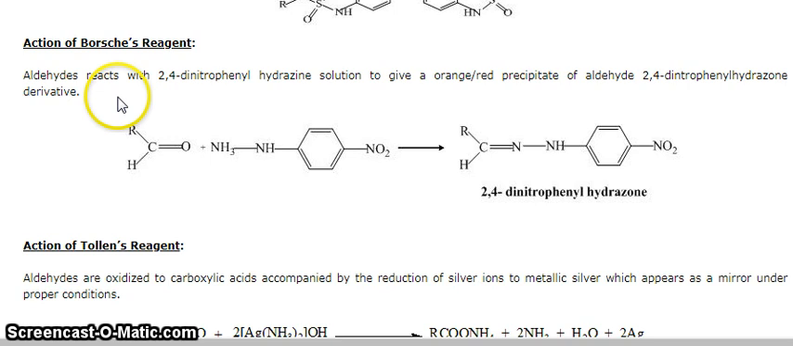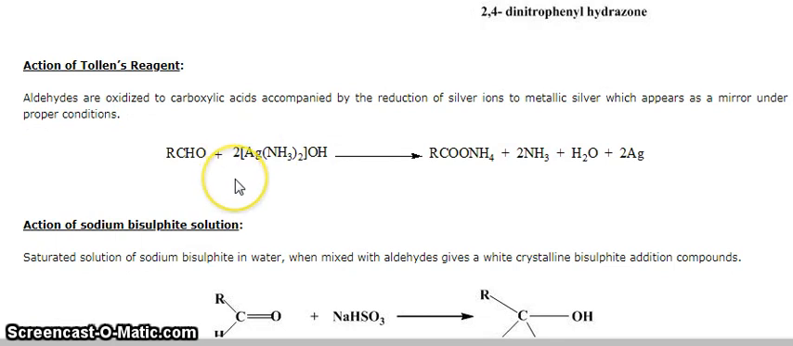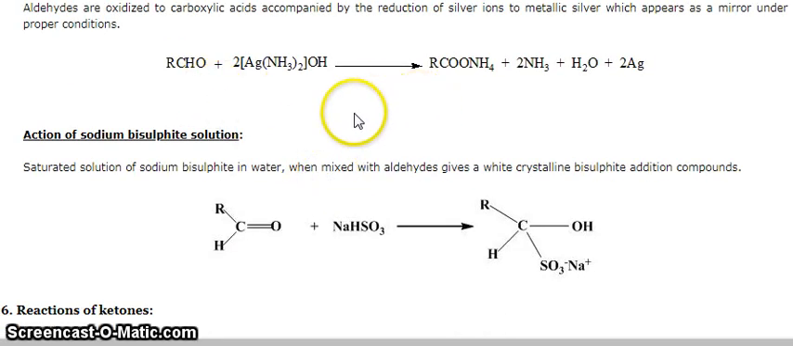Action of Brady's reagent. Aldehyde reacts with 2,4-dinitrophenylhydrazine solution to give an orange red precipitate of aldehyde 2,4-dinitrophenylhydrazone derivative. You can see 2,4-dinitrophenylhydrazone. Action of Tollens reagent. Aldehydes are oxidized to carboxylic acid accompanied by the reduction of silver ion to metallic silver, which appears as a mirror under the proper conditions. These reactions you can see over here.